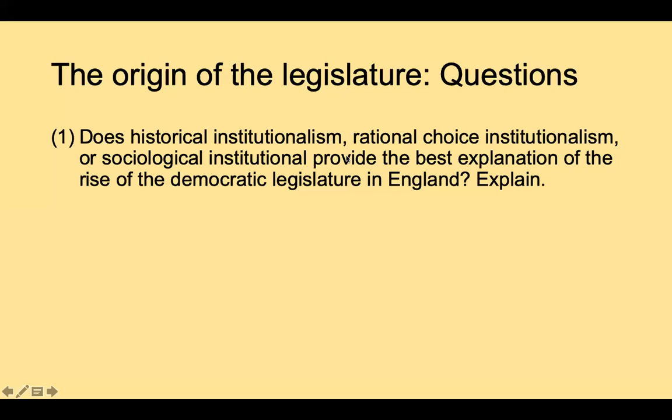Jake says, I think it's historical institutionalism, because the legislature was built in order to fit the interests of the people during that time, as the people wanted more say in governance in exchange for their taxes. So it does appear that the new economic elites certainly have the upper hand, right?